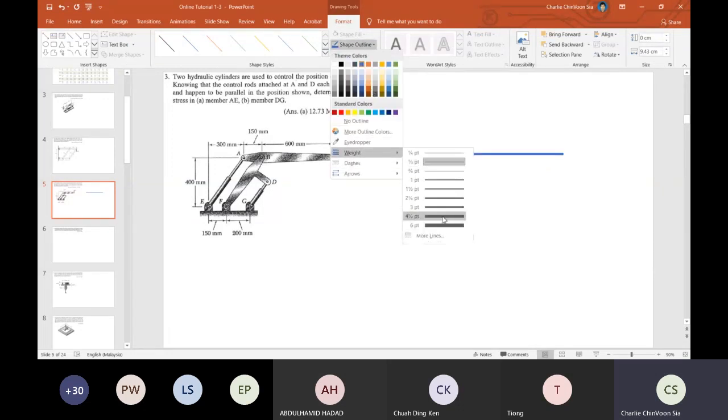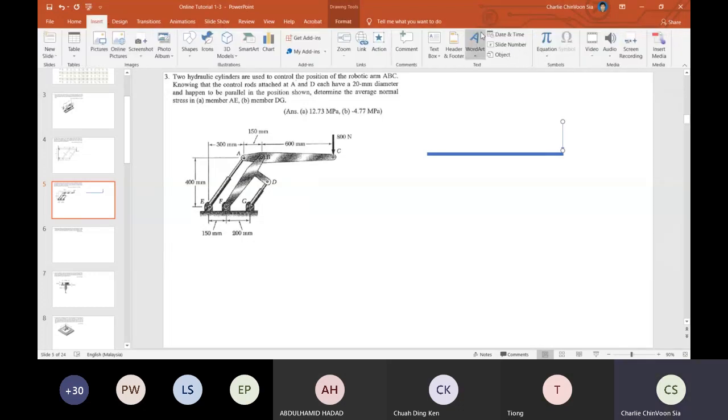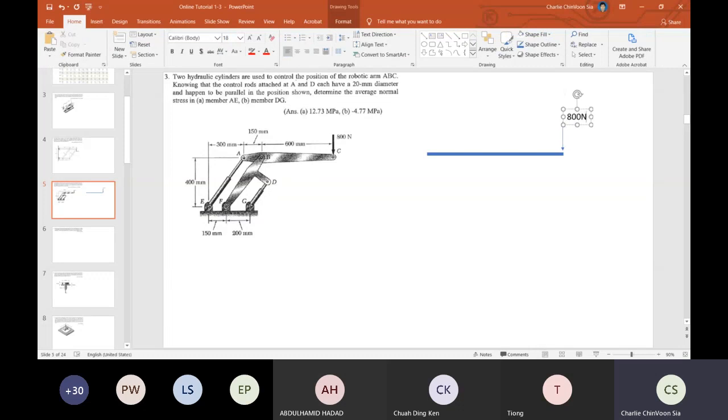So now we have a link here. Since we know we have a force here, 800 Newton at point C. From here we are able to use the link ABC to calculate the force at point B.